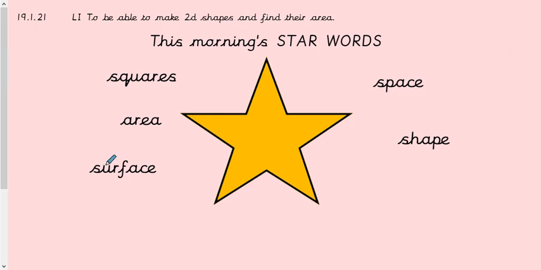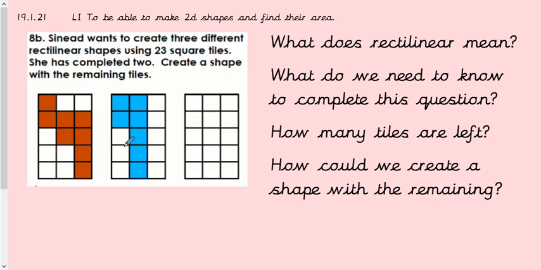So today we're going to be looking at making 2D shapes and finding the area. So we're continuing with area. All the star words I think are the same today, but we're just looking at making our own shapes today and working out the perimeter of our own shapes that we make. So the first question then, it says, Sinead wants to create 3 different rectilinear shapes using 23 square tiles. She has completed 2. Create a shape with the remaining tiles.